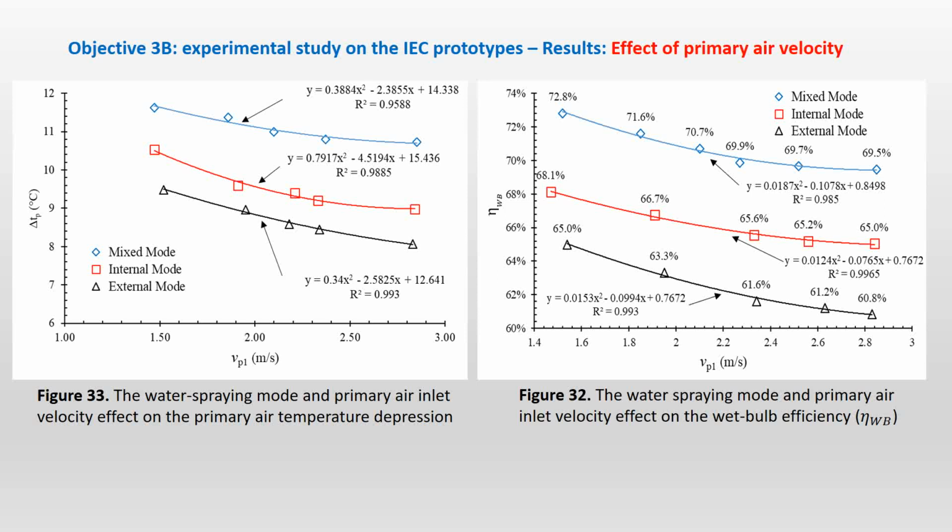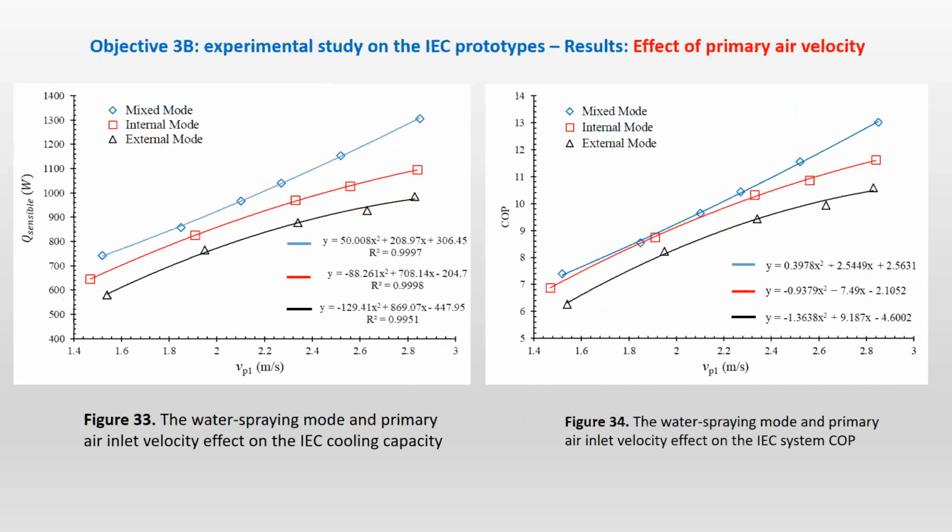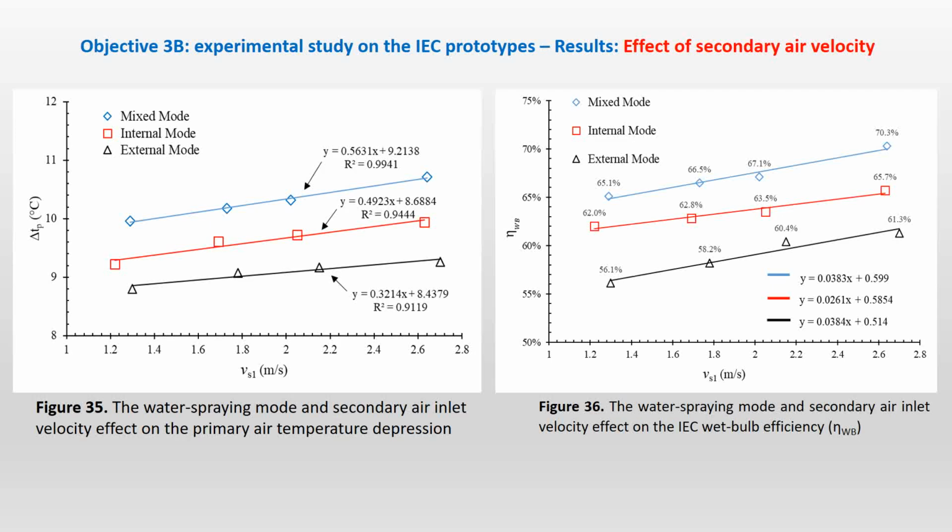And this is for the secondary air velocity: for the primary air velocity, the efficiency will drop accordingly. And the Q is going to increase for the same reason, the mass flow rate is increased, and the COP is going to increase because, as I mentioned once again, the power consumption in the laminar flow is not going to be too high. Increasing the secondary air velocity is going to increase the efficiency of the heat exchanger in the IEC modes because we are going to increase the evaporation rate on the water layer. The cooling capacity will increase and the COP has increased as well.